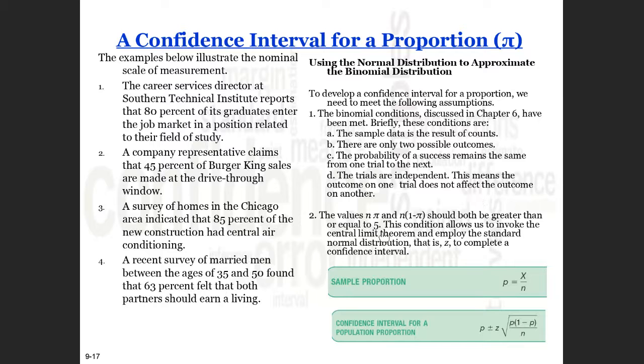Okay, so the values of n pi and n times 1 minus pi should both be greater than or equal to 5. This condition allows us to invoke the central limit theorem and employ the standard normal distribution, that is the Z, to complete a confidence interval. Okay, so and I've got a video with that.